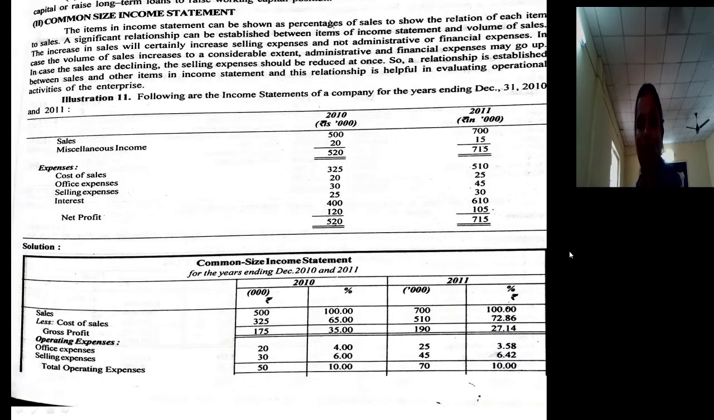We'll see what happened in 2011. If 700 is 100, what is 510?